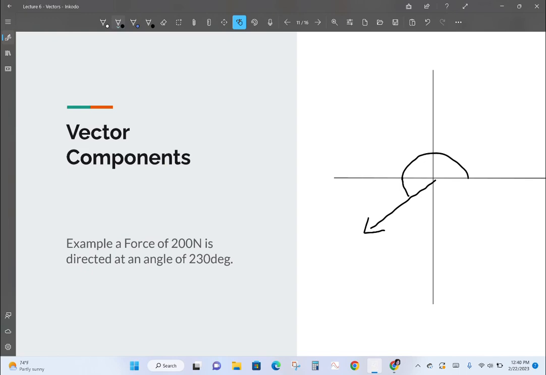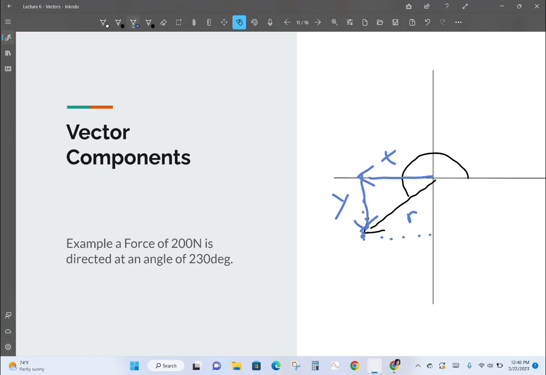So if I want to resolve this into its x and y components, well, it is kind of like describing a point, right? It has an x component that's about right here. And it has a y component that hits the axis down on the south. So it's got this component, that's the y component. This is my x, this is my y, and this is my magnitude.